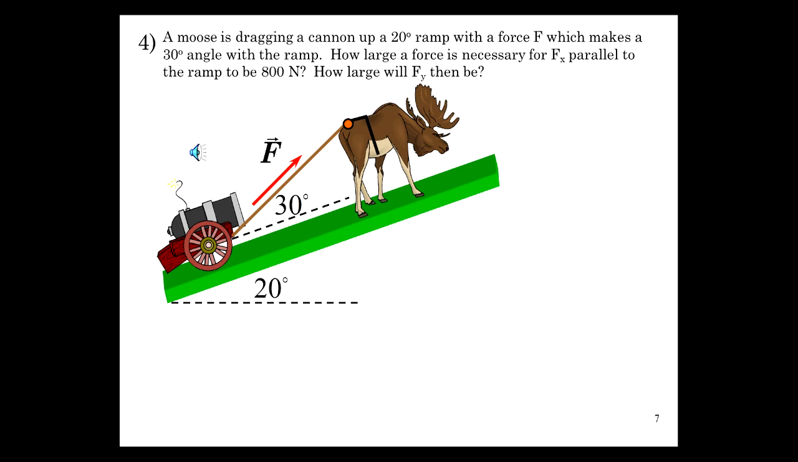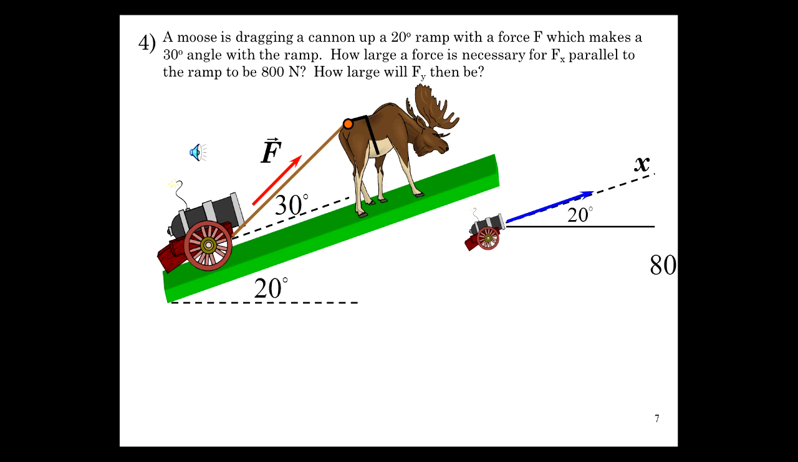Well, this really is not much more difficult than any other ramp problem you've ever done. So let's take a look at it. From the cannon's point of view, we are going to define x, the coordinate system, along the ramp. And so, of course, x is 20 degrees from the horizontal. That'll make things quite easy.